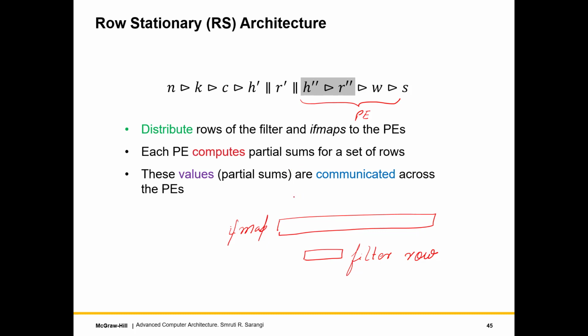And essentially, it assumes that both of these are kept in the cache. Since they are kept in the cache, their corresponding iterators, H'' and R'', basically say that the entire IFMap row and the entire filter row are cached. So that is why we put both in a shaded box.